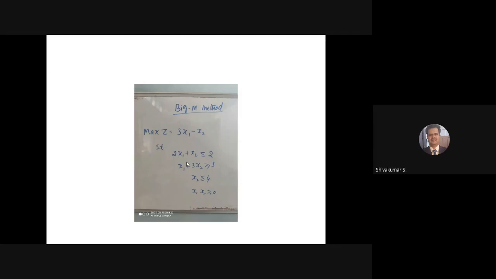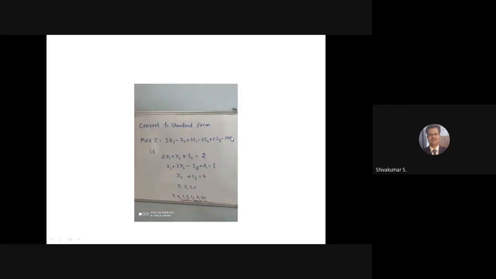Less than sign, slack variable; greater than sign, surplus variable, that is minus s. And because it's a minus s, you're going to introduce one more variable called artificial variable, plus a. Correspondingly, the z function also changes. Here you put minus M as the penalty, because for s1, s2, s3 it is 0, 0, 0 in the z function. Only for this variable we put a penalty of minus M. That's why it's called the big M method.